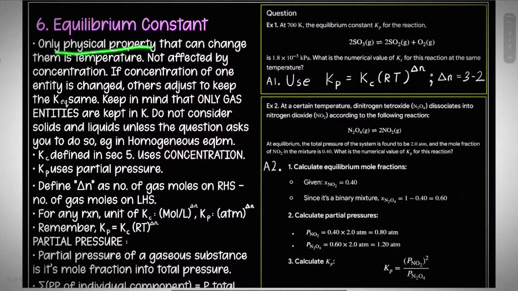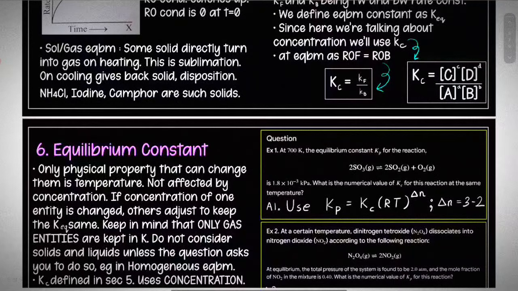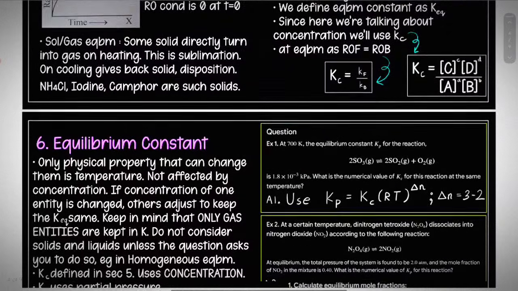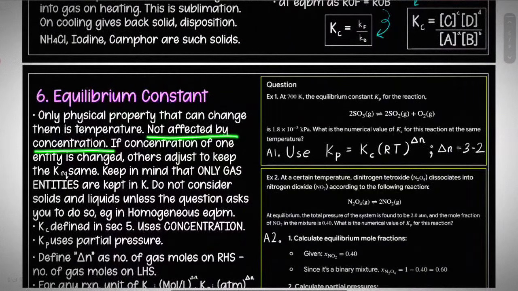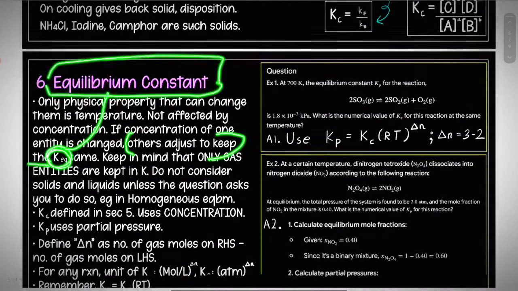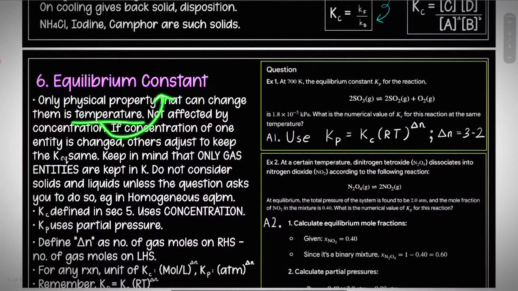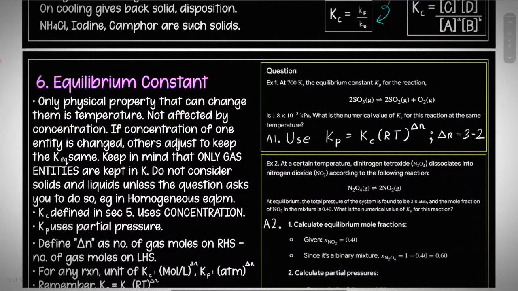Now let's learn in detail about the equilibrium constant. The only physical property that can change the equilibrium constant is temperature, which means that in a vessel, Kc will always remain constant unless you change the temperature. It is not affected by concentration. If the concentration of one entity is changed, the others adjust to keep the equilibrium constant the same. This is the kind of aura the equilibrium constant holds, and hence keep in mind that temperature is the only thing to alter it. And if the reaction happens to be athermal, or does not release or absorb heat at all, then temperature cannot affect the equilibrium constant. Then it becomes a universal truth.